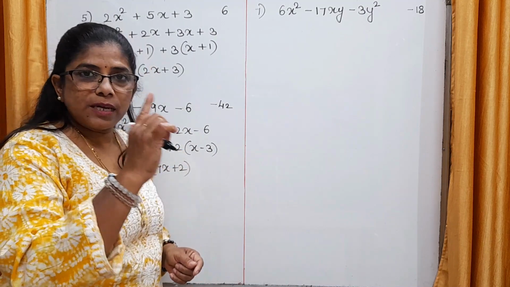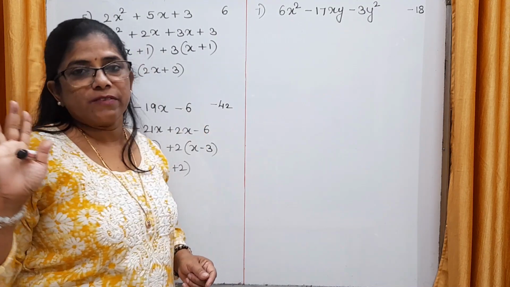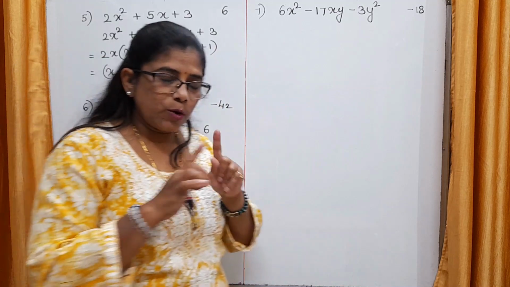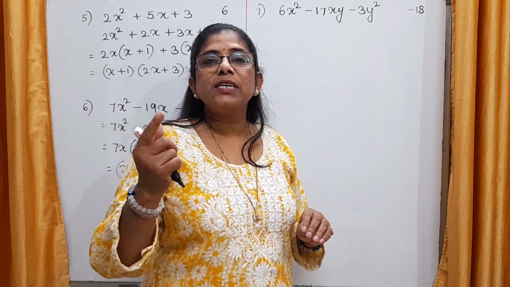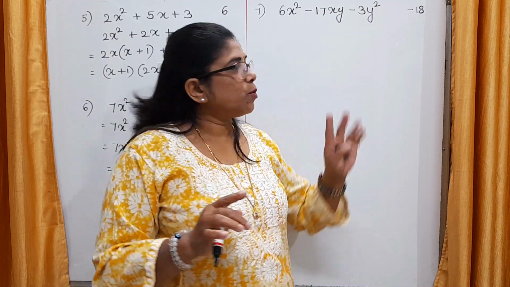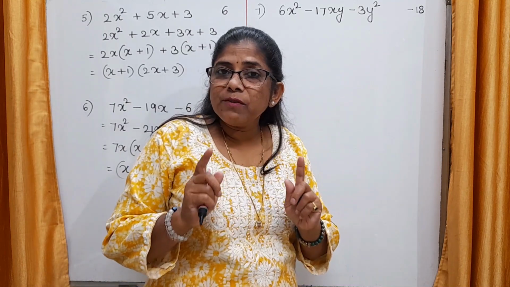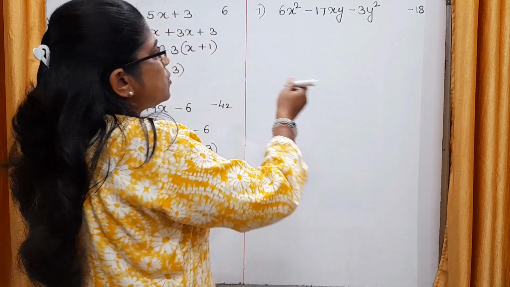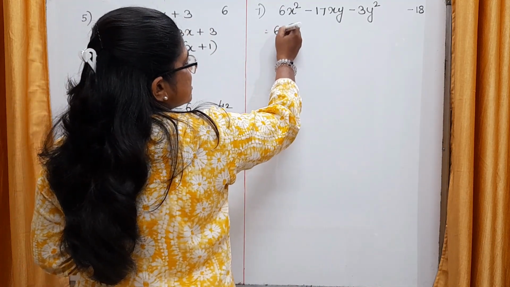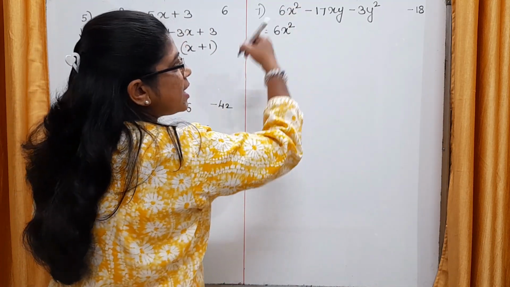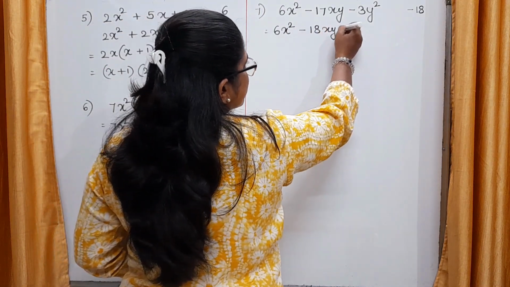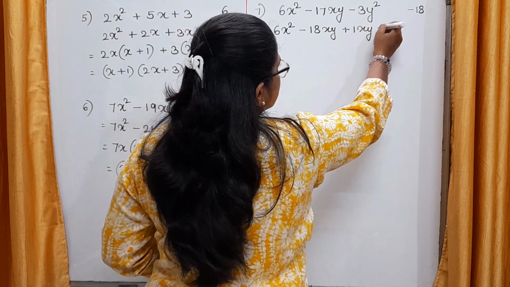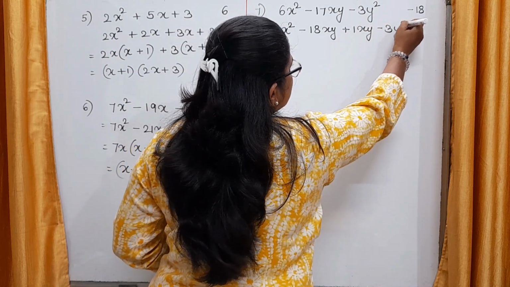Now here the product is 18 and the difference is 17. As it is -18, the product is 18 and the difference is 17. The numbers are quite simple, that is 18 into 1. The product is 18 and the difference of 18 and 1 is 17. So we have to split this 17 as 18 and 1. 6x² - 18xy + 1xy - 3y².